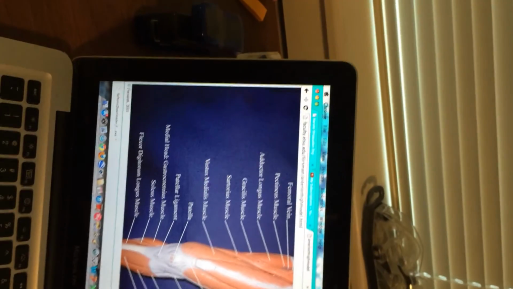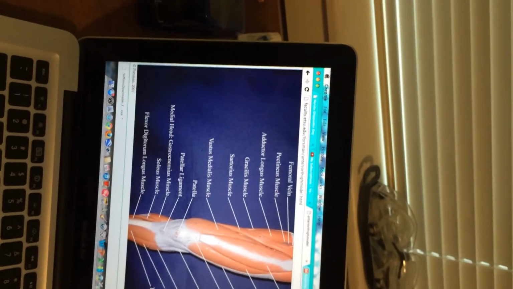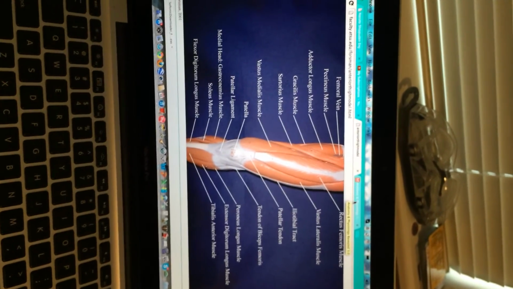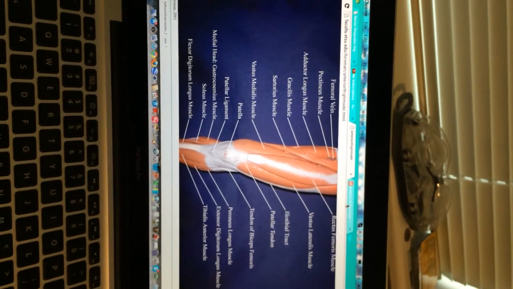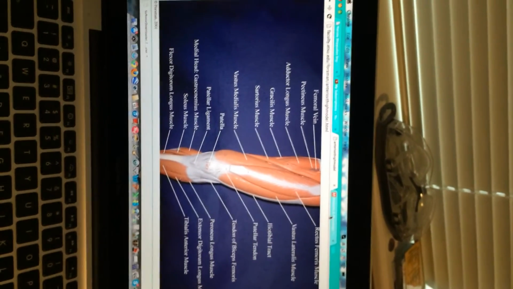And then, of course, Dr. Chandley will put up some YouTube videos of specific models and even some actions of the muscles, so you can see how each muscle reacts to everything.